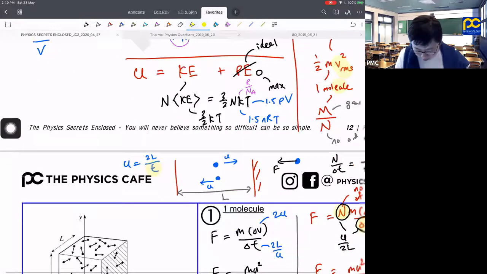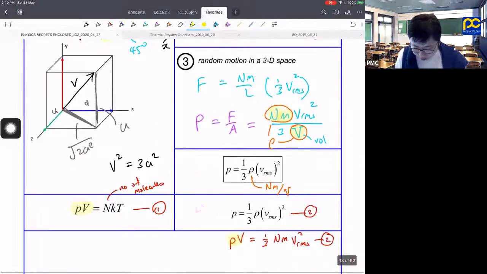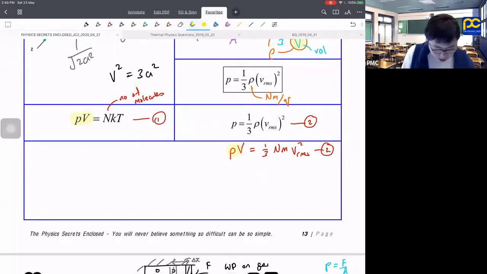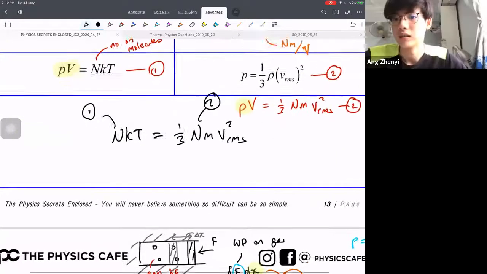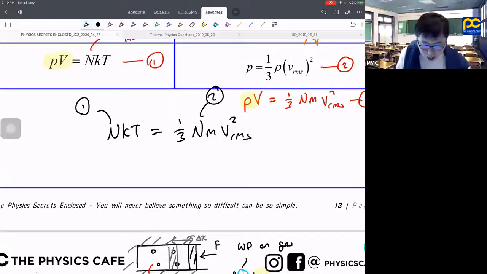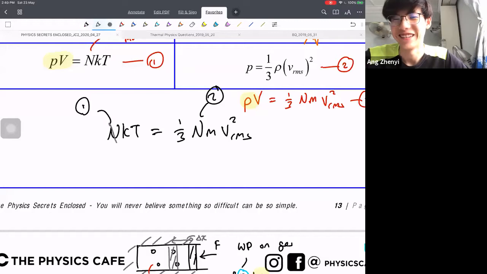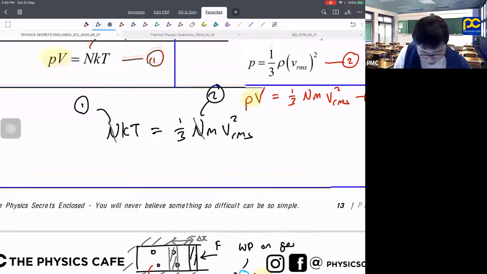Let's see. If we have PV on both equations, am I right to say that this NkT for equation 1 will be equal to 1/3 big N small m v squared for equation 2? Is that right? Correct or not? Clear? Very legit. What should I do now? Cancel the big N, I agree. Very happy to cancel the big N. Then what should I do?